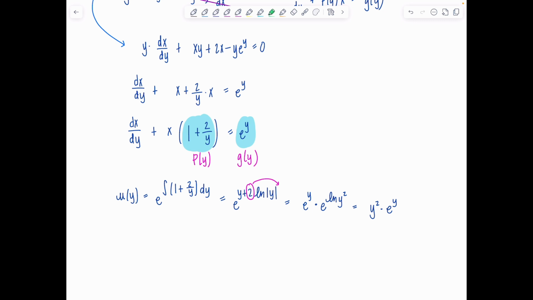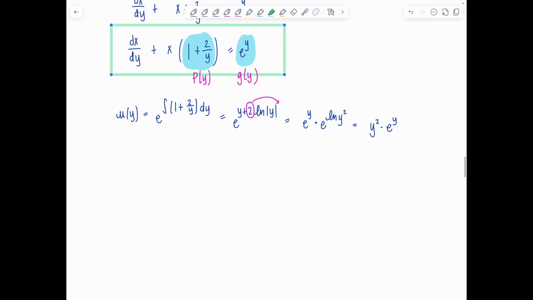So now I'm going to come back right here, hit everybody with the integrating factor. Okay, so we've got now dx dy y squared e to the y plus x times, I'm going to multiply the y squared through here, and then it's going to become y squared plus 2y e to the y equals, and then over here on the right hand side we'll have y squared, and then e to the y times e to the y is e to the 2y.